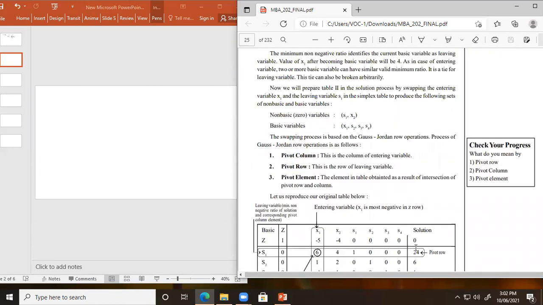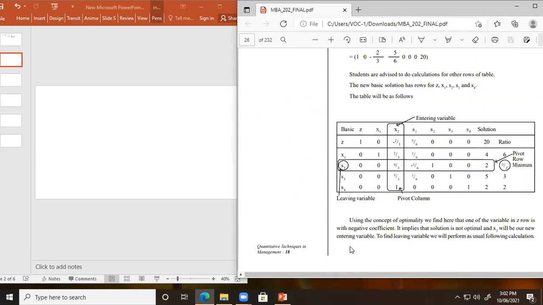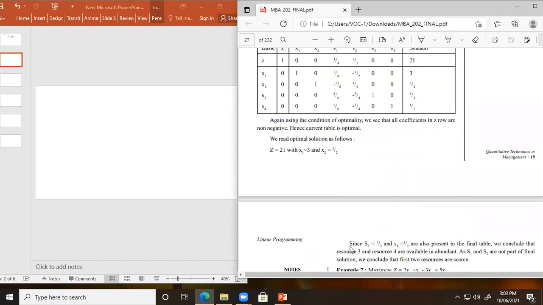The swapping process is based on the Gauss and Jordan row operations. The process of the Gauss and Jordan row operation involves the pivot column, pivot row, and pivot element, three important factors. The pivot column is the column of the entering variable. The pivot row is the row of the leaving variable. The pivot element is the element in the table obtained as a result of the intersection of the pivot row and the column.